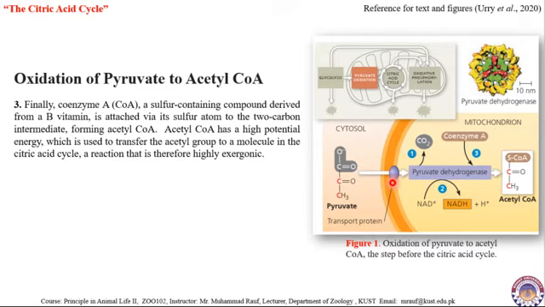And where it takes place, inside the mitochondria. You can see all the stages are taking place inside the mitochondria. So now we move on to the citric acid cycle. What are the different events which take place in the citric acid cycle?